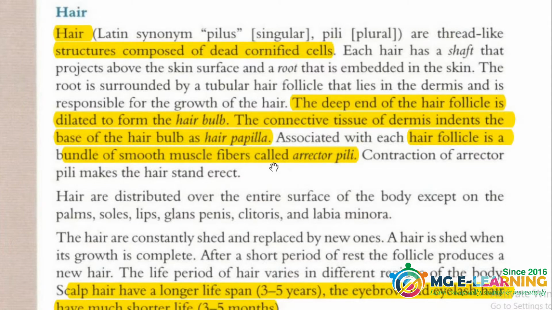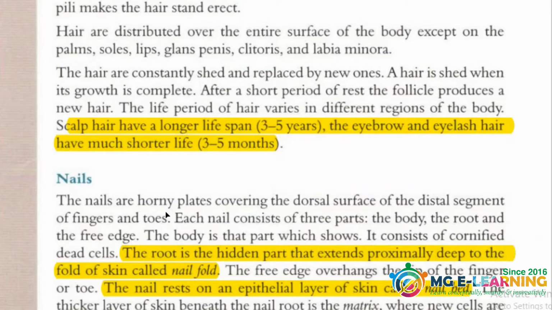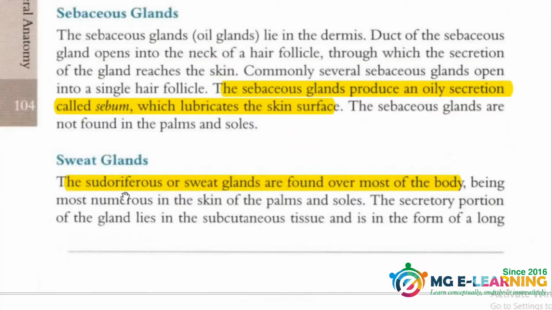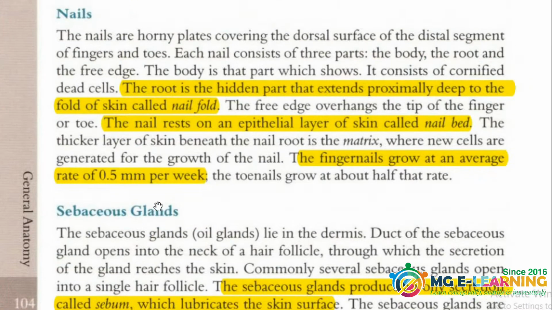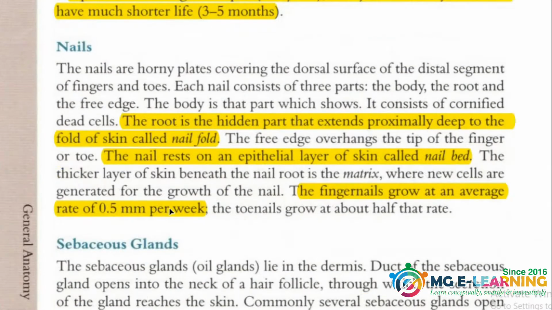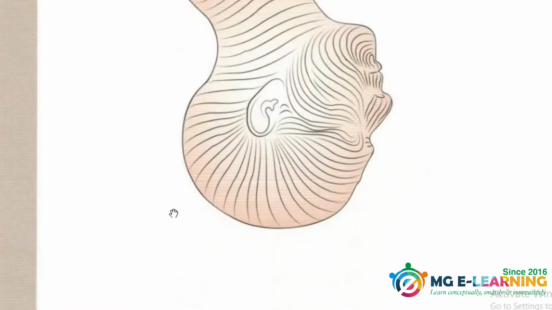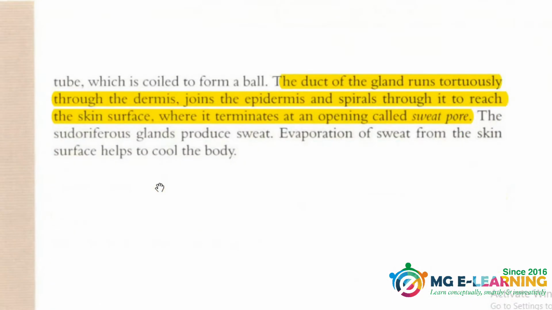You need to know all the highlighted text for the structure of hair. Next are the nails, sebaceous glands and the sweat glands. These highlighted points are all important, and they are enough for your topic. This is a diagram showing the lines. Next is this important sweat gland. This is an important structure. That's all about this chapter.